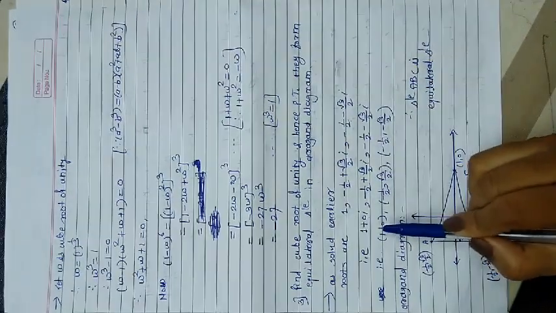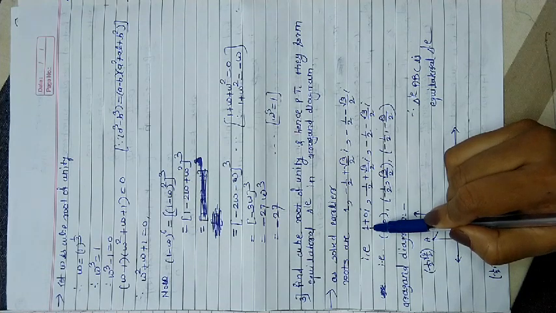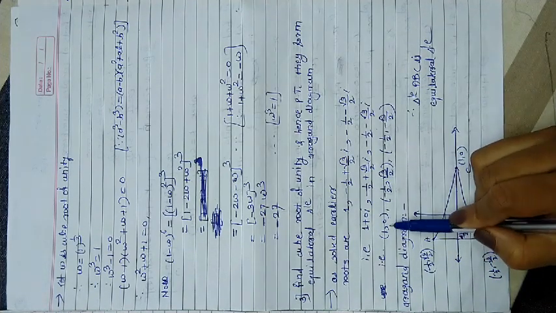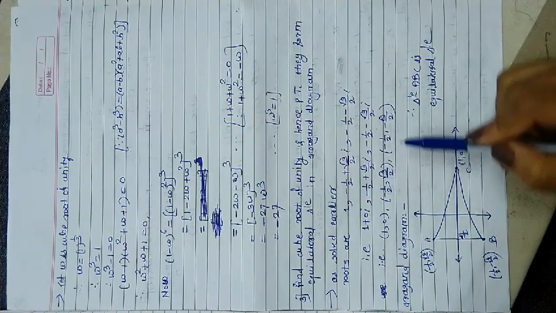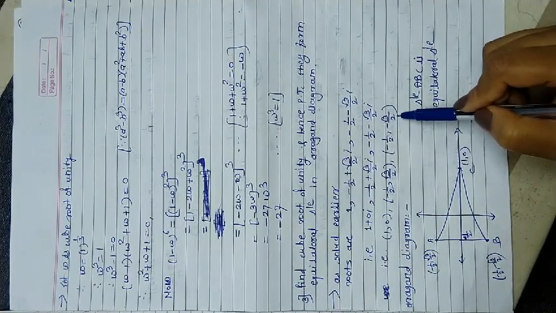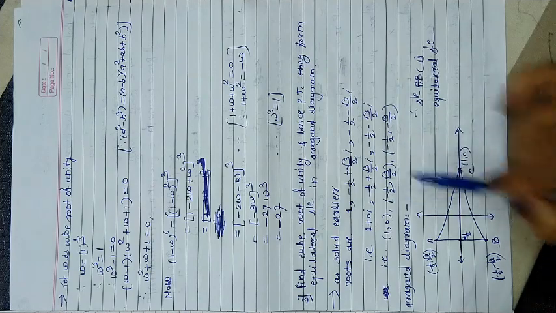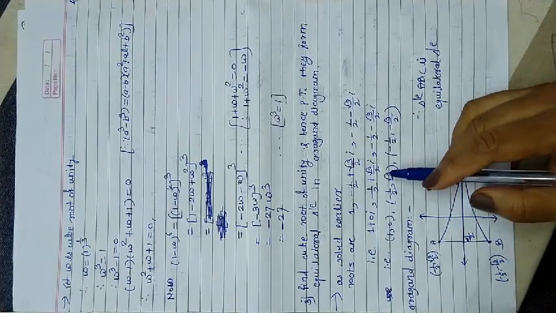We have to plot this value as x, this value as y. That is ordered pair (1, 0). This is (-1/2, √3/2). This is (-1/2, -√3/2). These are the 3 points we have to plot on an Argand diagram.